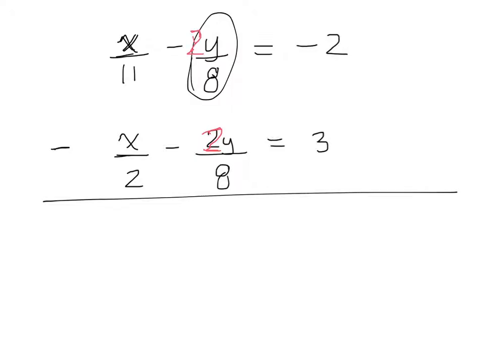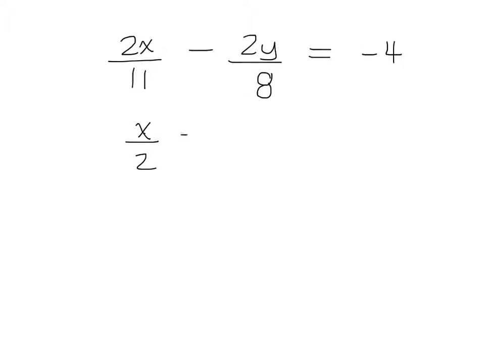But I can't just multiply one of the equations, or one of the terms, by 2. I have to multiply every single term by 2. So this has to be multiplied by 2, and this has to be multiplied by 2, right? Does that make sense? So we have 2x over 11, take away 2y over 8 equals, what was 2 times negative 2? Negative 4, and my second equation is what? x over 2. Yep, take away 2y over 8 equals 3.